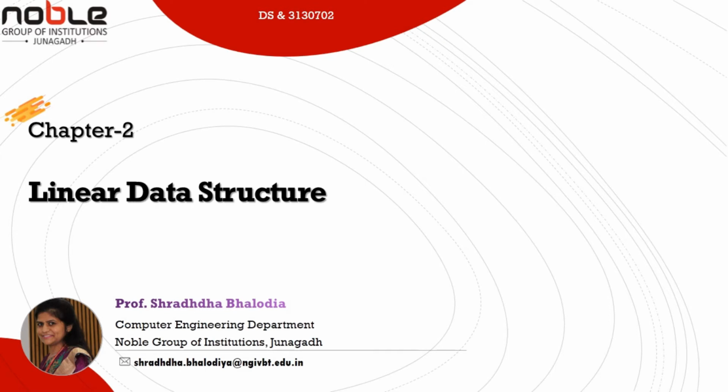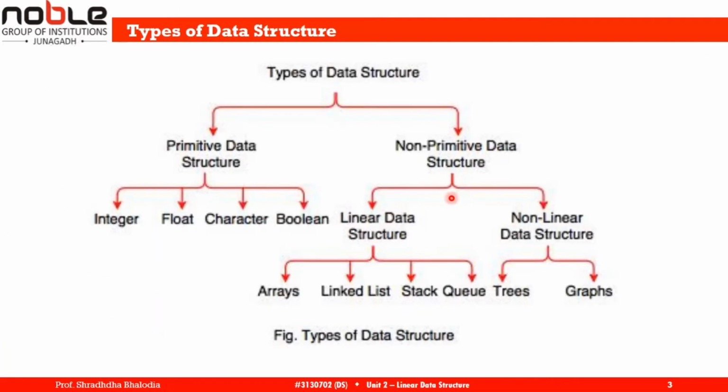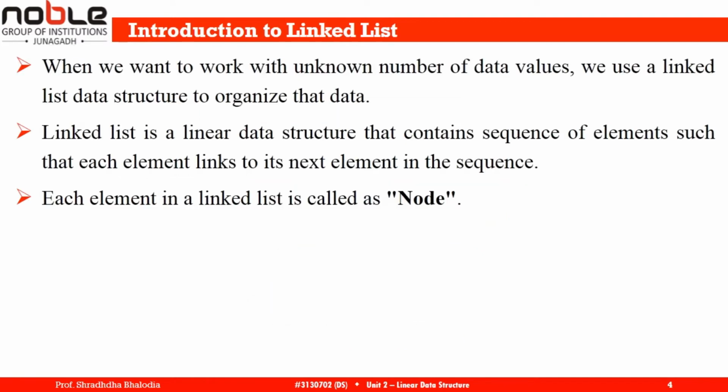Hello friends, today we will learn about the linear data structures. In linear data structures, we have already seen two data structures. First one is the stack and another one is the queue. There are many types of linked list. Now we move forward with the first one, single linked list. First question: what is the linked list?